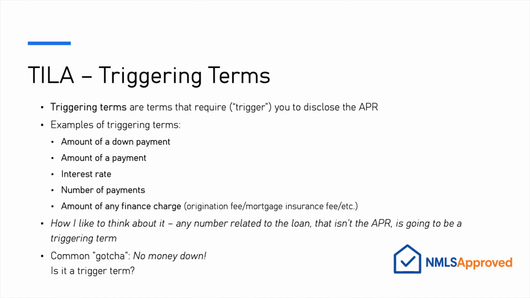Now, here's a common gotcha. If you see no money down, is that a trigger term? And you have to think about it. So think about it for a second. Is no money down an amount? The answer is yes, it is a trigger term. Why? Because no money implies 0, and 0 is an amount. So make sure you know that kind of common gotcha question.